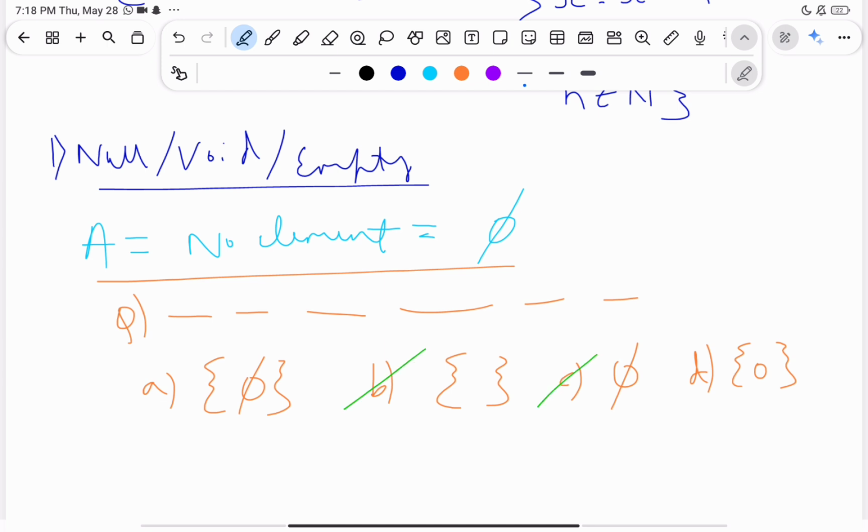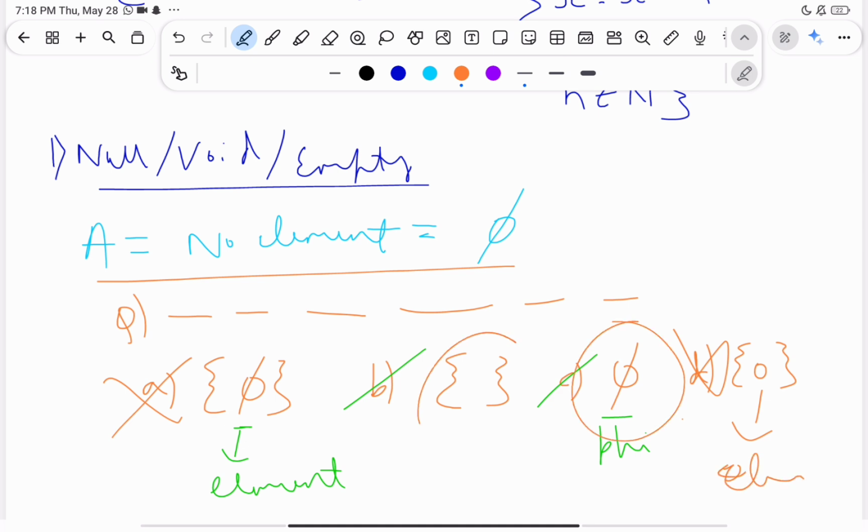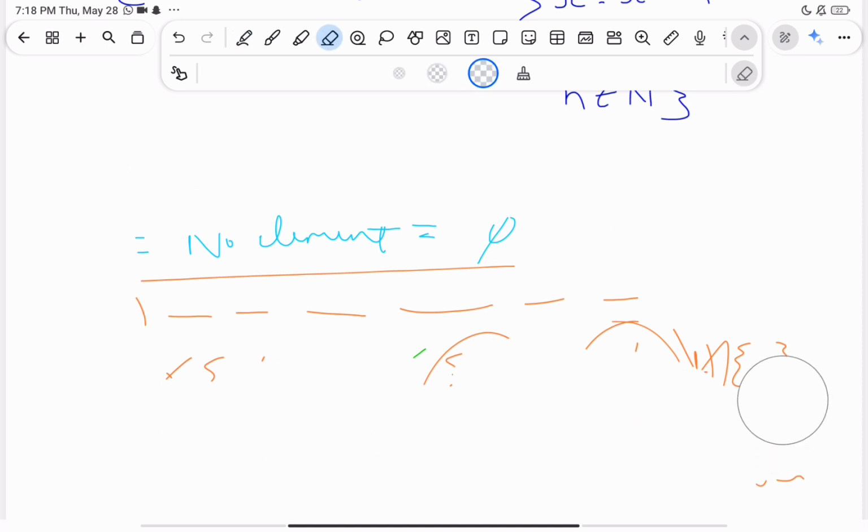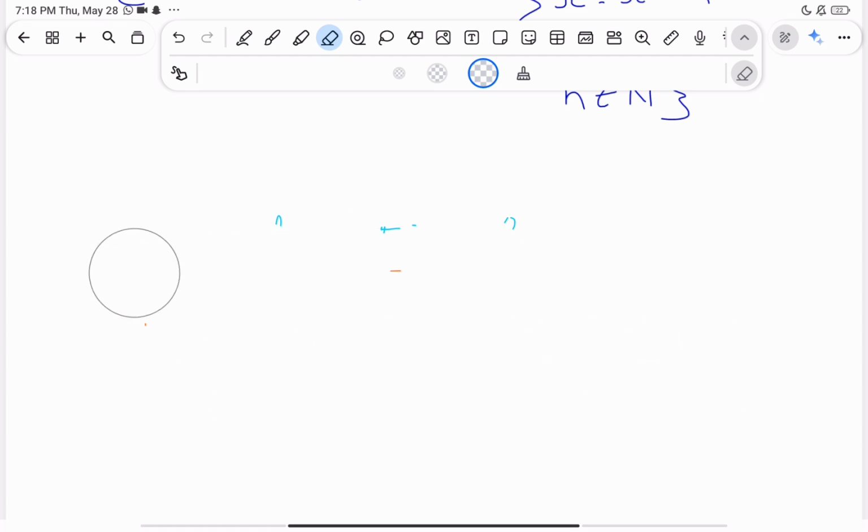The right ones here are B and C, because here phi itself, this symbol is called phi, this symbol itself is an element, it is acting as an element here. So this will be wrong, and this will also be wrong, because 0 is also an element, it is acting as an element here, but this one and this one are right. Is this clear? Very important. Null set, void set, or empty set.